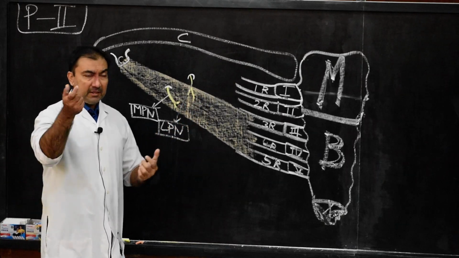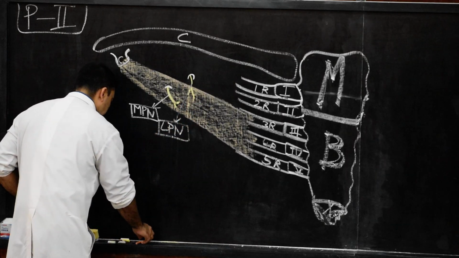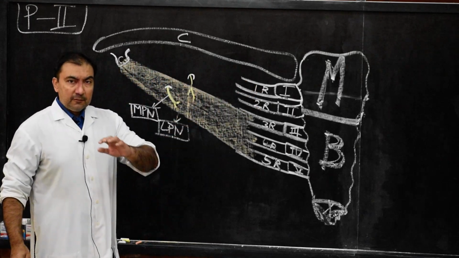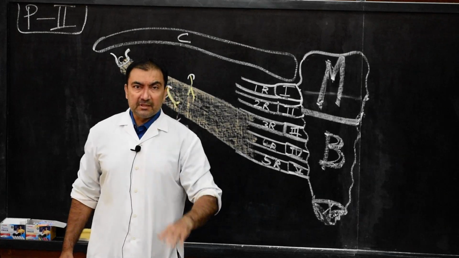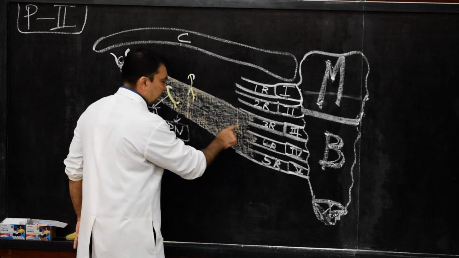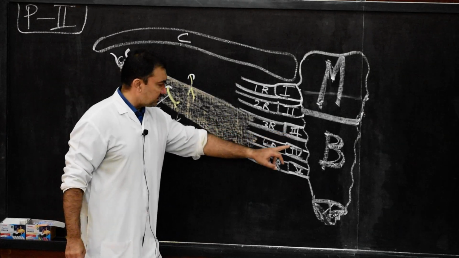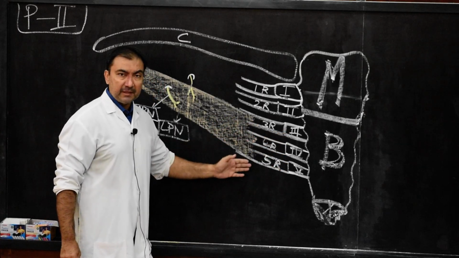Now the second muscle is subclavius. The subclavius muscle will take origin from the first rib and its first costal cartilage. So this is the difference between pectoralis minor and subclavius. Pectoralis minor will not take origin from its costal cartilage, but only from the 3rd, 4th, and 5th ribs.